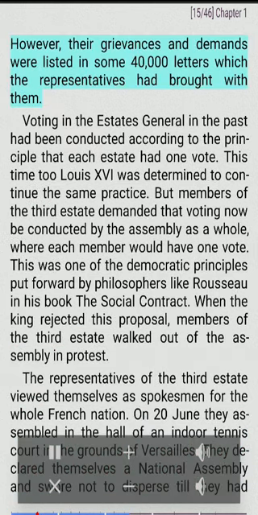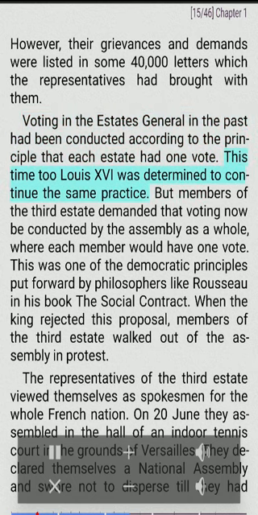The third estate was represented by its more prosperous and educated members. Peasants, artisans and women were denied entry to the assembly. However, their grievances and demands were listed in some 40,000 letters which the representatives had brought with them.